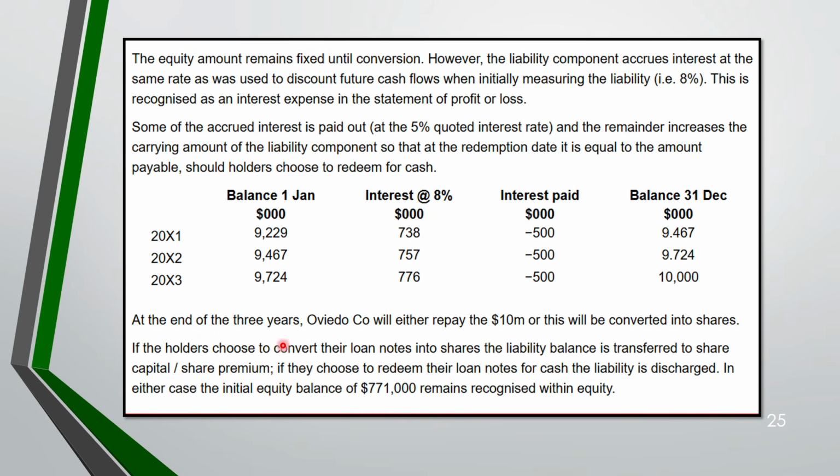So what does this mean? At the end of 3 years, you are going to repay this 10 million, or it will be converted into shares. If the holder chooses to convert their loan into shares, this liability balance will be transferred to share capital. But if they choose to redeem their loan notes for cash, they no longer have a loan, it will be redeemed to cash, meaning the liability will be discharged. So in either case, your initial equity balance of 771, this will be there in your equity.